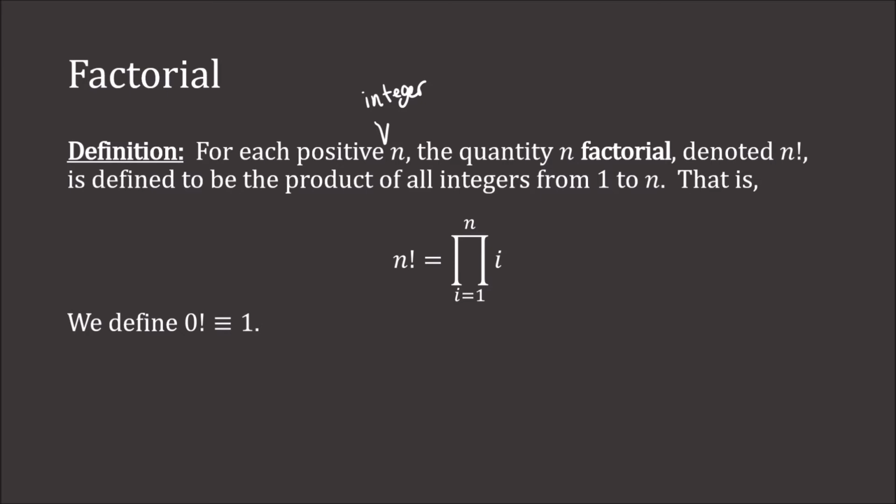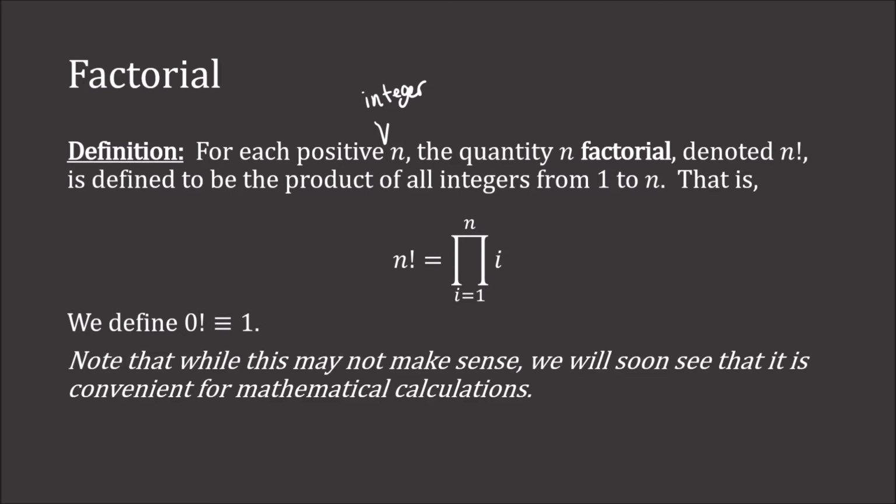Now, this may not make much sense at first. However, we will soon see that it is convenient for mathematical calculations. And if you get into more advanced studies of mathematics, there is a function known as the gamma function, and that can be used to actually verify 0 factorial being 1.